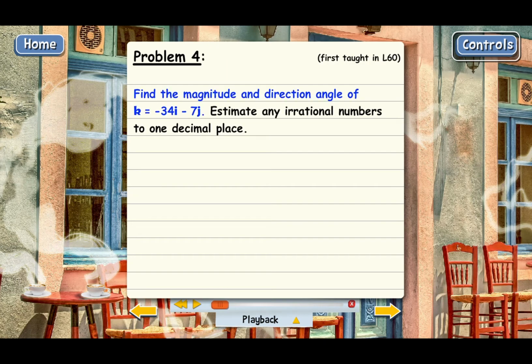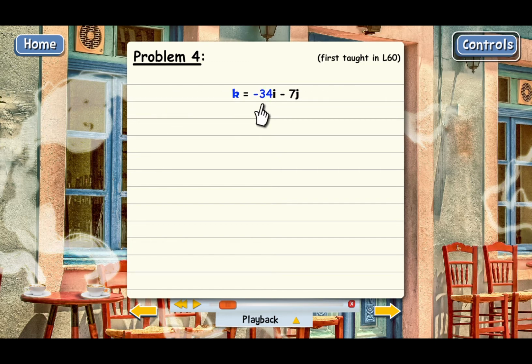We need to find the magnitude and direction angle of vector k, and then estimate any irrational numbers to one decimal place. So let's start by taking a closer look at this vector. Vector k has an x component of -34 and a y component of -7.